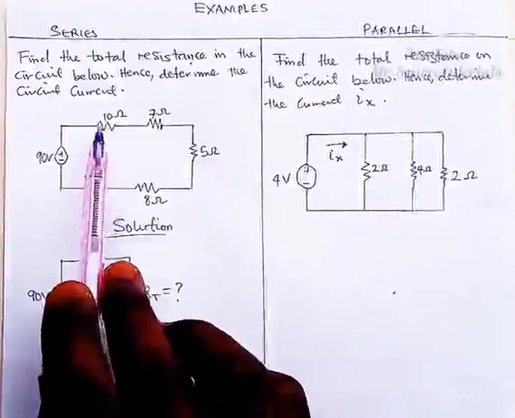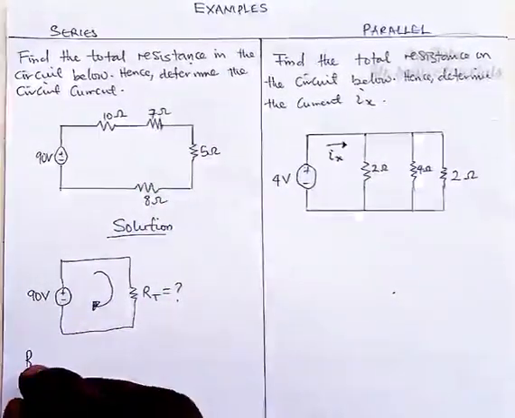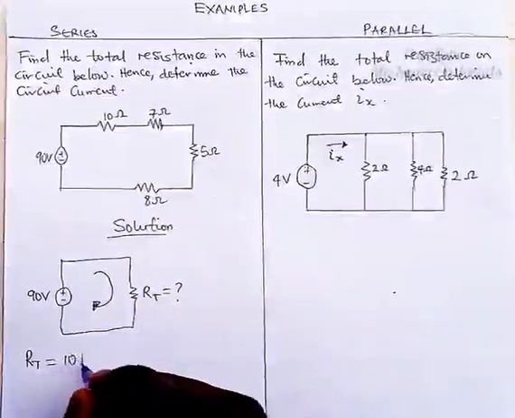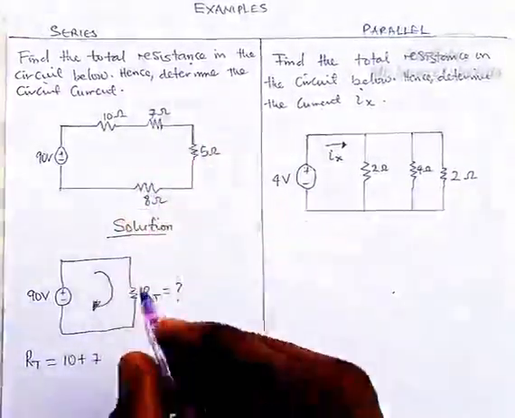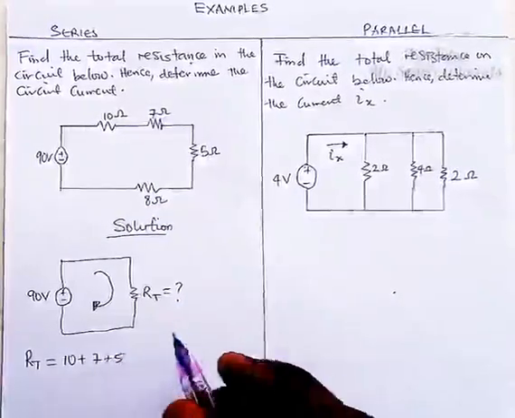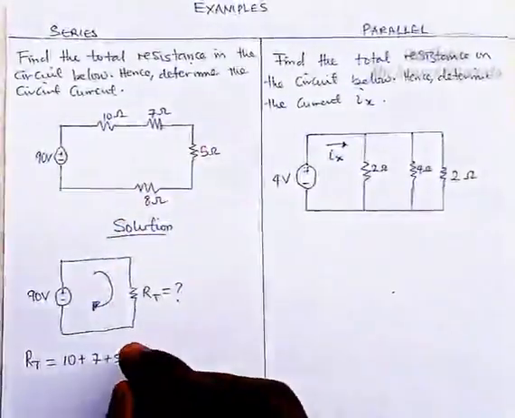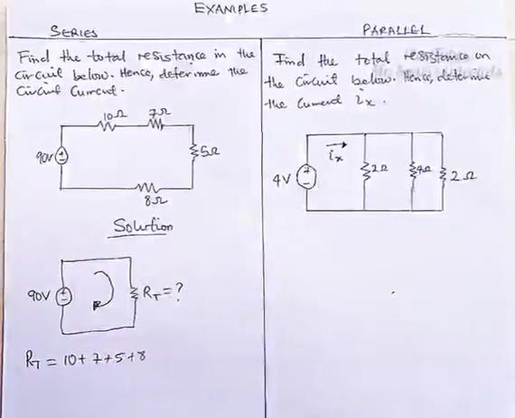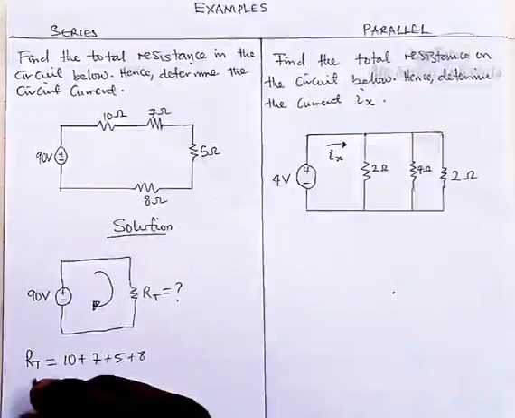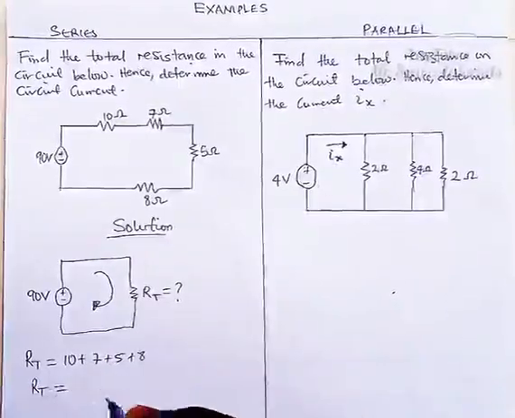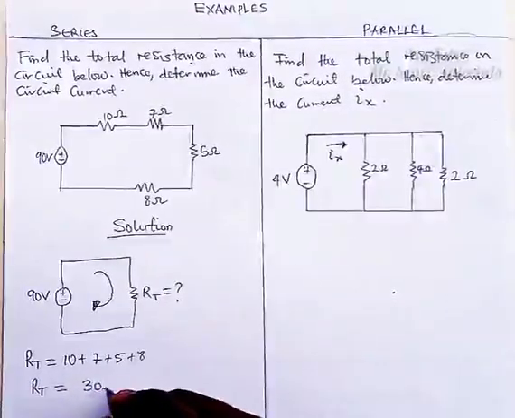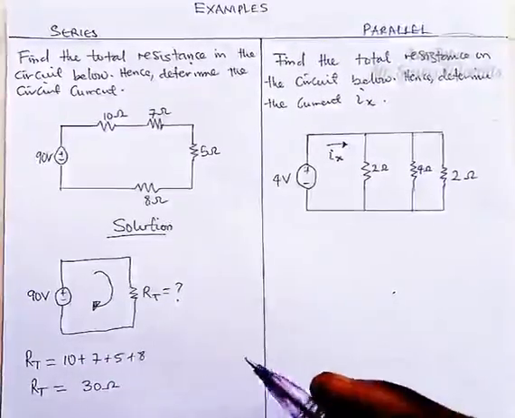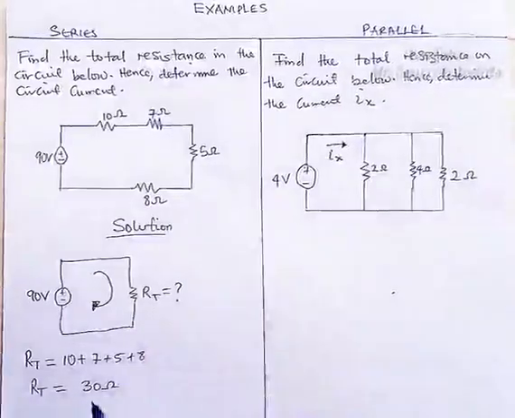So what you simply need to do is say your R total is going to be equal to 10 plus 7 plus 5 plus 8, since they are connected in series, like what we did previously. That is going to give us R total equals 30 ohm.